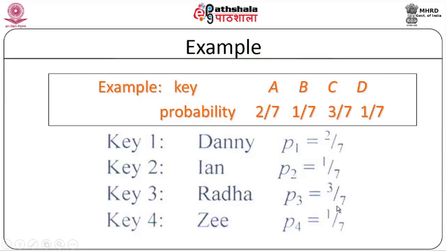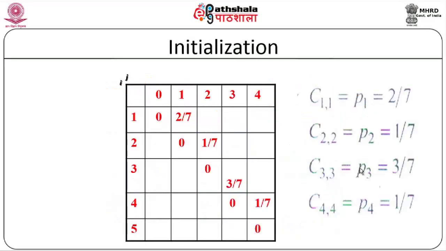So, the question is very simple. Given these 4 keys, the question is how to construct the optimal BST for this particular problem. As I said earlier, the brute force method is not possible, because it requires finding out all possible combinations, which is going to be very tough. So, let us try to apply the dynamic programming concept.